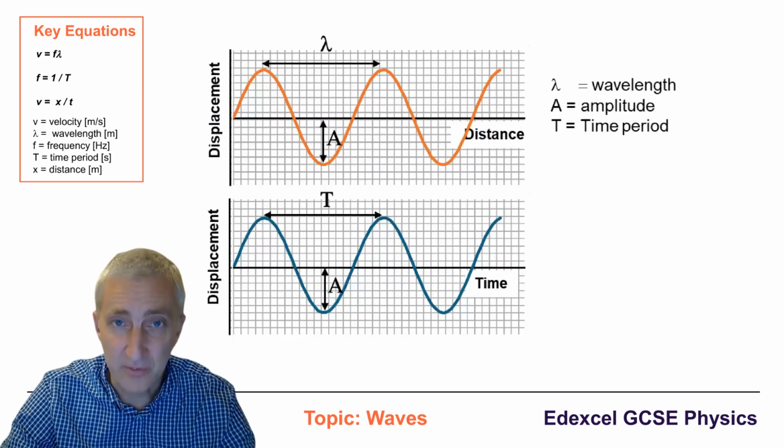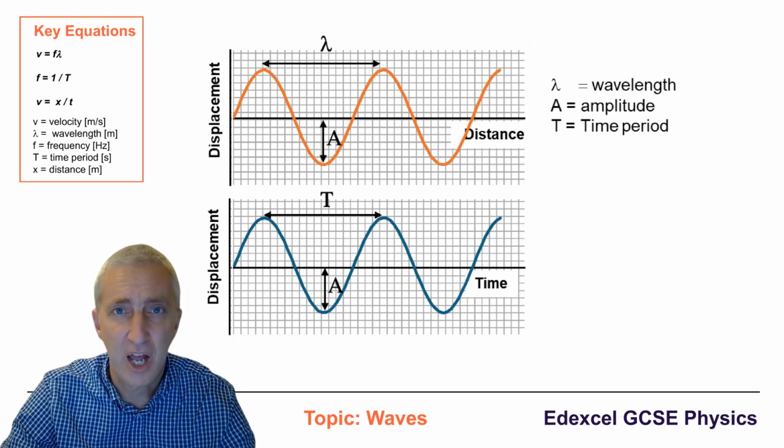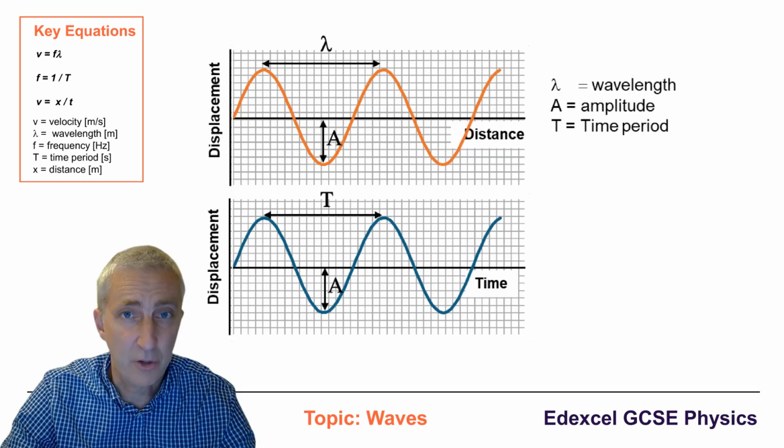Measurements can be made of waves, and their properties are often shown on graphs. Here the wavelength is shown on a displacement distance graph and the time period on a displacement time graph. These graphs can represent both longitudinal and transverse waves.